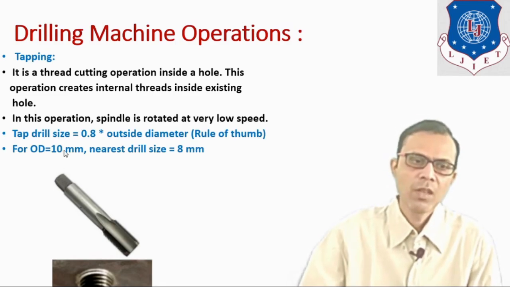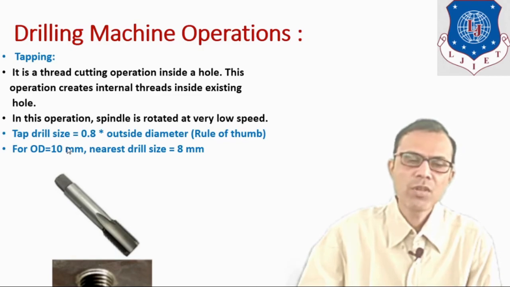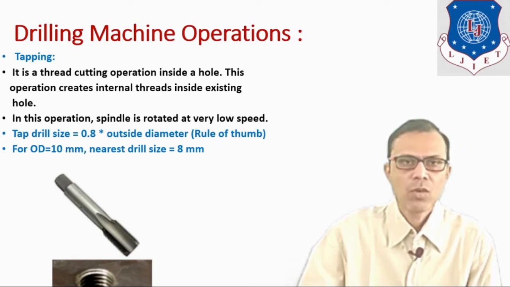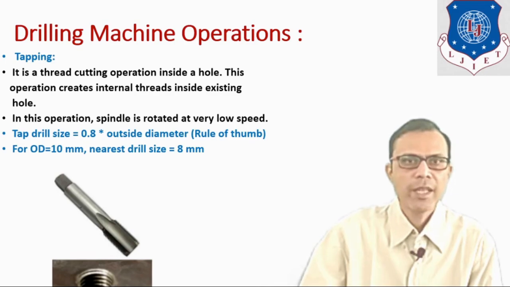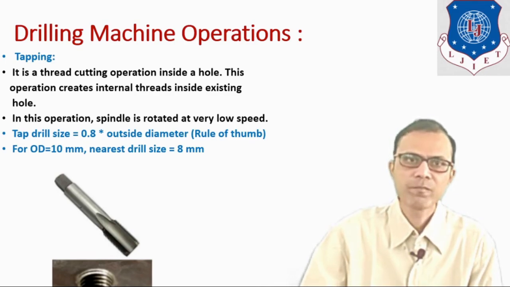Suppose we want an outside diameter of the thread of 10 mm. For producing a 10 mm OD thread, which size of drill bit should be used? The simple formula is 0.8 multiplied by 10, so the nearest drill size is 8 mm. So we require an 8 mm drill bit.